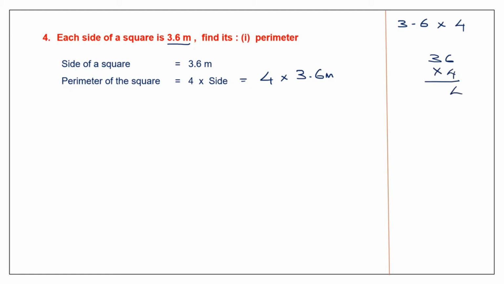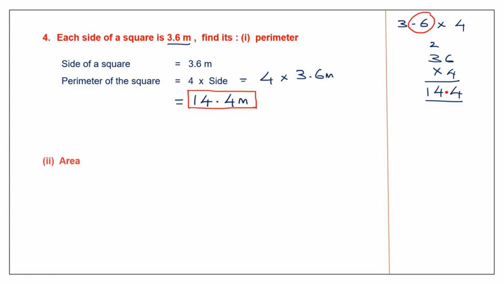4 sixes are 24, carry 2. 4 threes are 12, 13, 14. 144. Now the question says there's one decimal place. Our answer also should have one decimal place. So here we found the perimeter to be 14.4 meters. So the perimeter of this square here is 14.4 meters.